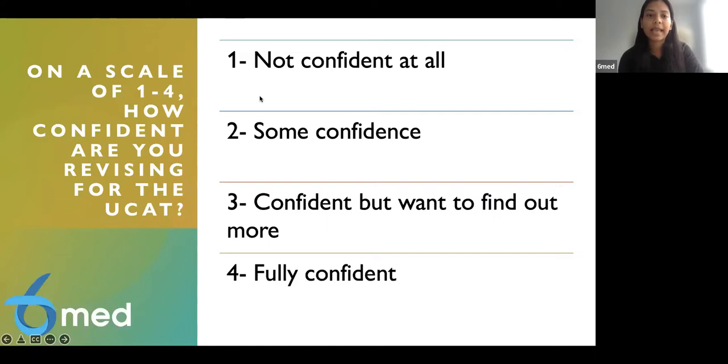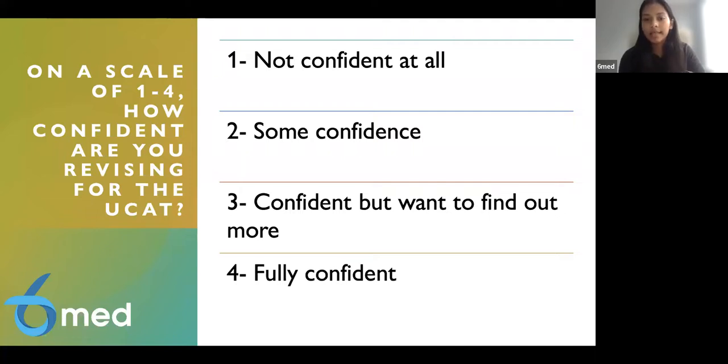Okay, most people are saying 1s, 2s, or 3s. There's a mixture of people. Perfect, that's what I wanted to see. I was hoping most of you would be 1 or 2, so we can go through this session, and hopefully by the end you'll be at a 3 or a 4 in terms of how you're feeling about the UCAT.